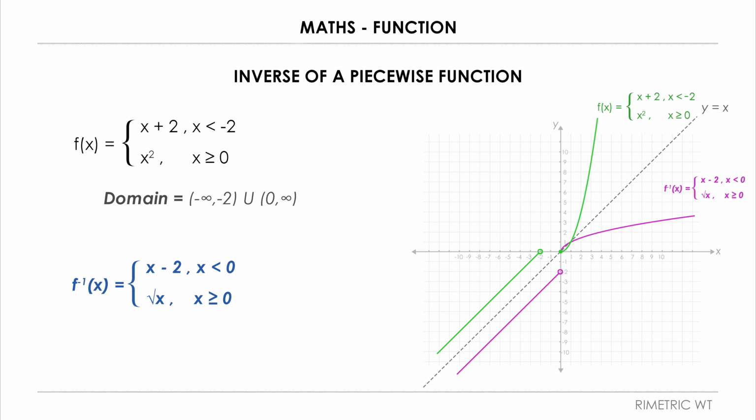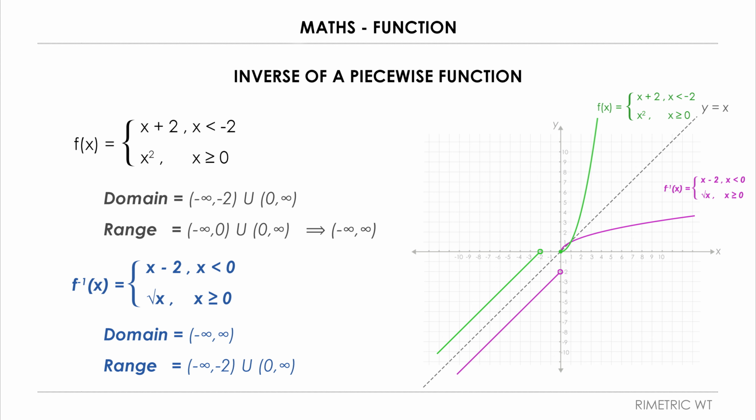To determine the range of the original function, we can use the domain of its inverse, because the domain of the inverse is the range of the original function. From our inverse function, the domain is -∞ to 0 union 0 to infinity, which is simply all real numbers, or -∞ to infinity. For the inverse function, we simply interchange the domain and range of the original function. Therefore, the domain of the inverse is the range of the original, and the range of the inverse is the domain of the original, as shown here.